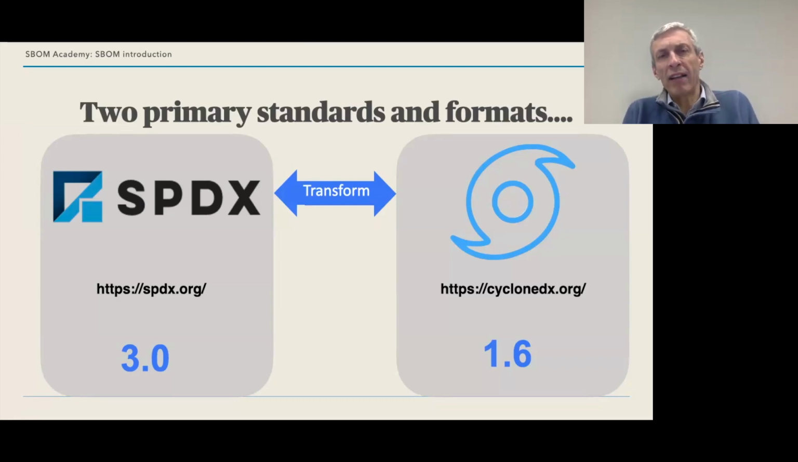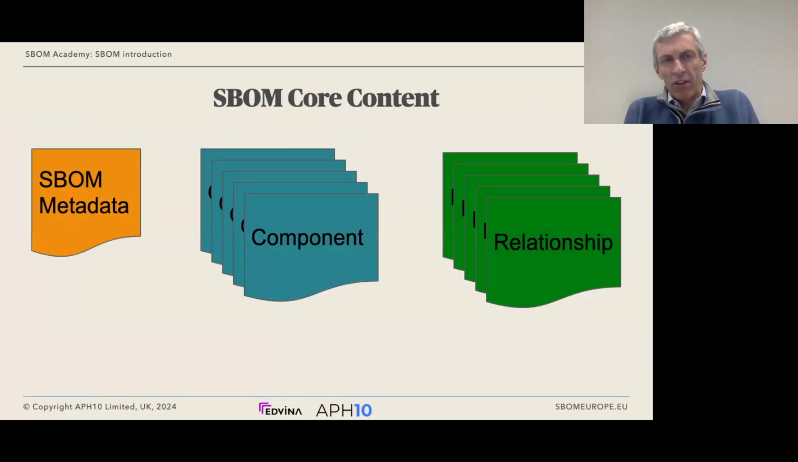Transforming between the two standards is possible. It's not completely one for one because each standard will have some strengths and some weaknesses. But ultimately, for the software bill of materials, the core components are generally the same. Which comes on to the next slide.